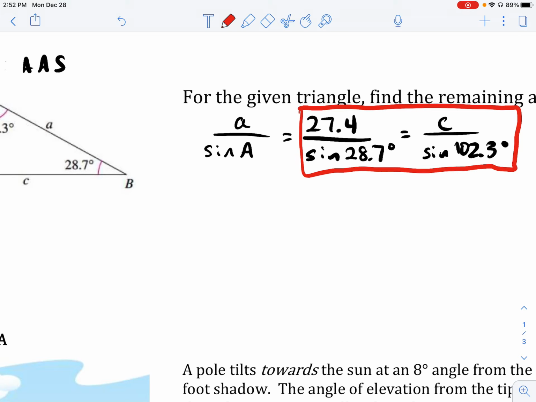So let's just solve this proportion here. 27.4 over sine 28.7 is equal to side C over the sine of its opposite angle, 102.3 degrees. So I'm going to go ahead and bring this down here, and we're just going to go ahead and cross multiply, right? So we're going to say side C times sine of 28.7 degrees is equal to 27.4 times the sine of 102.3 degrees. And you can just go ahead and set this up and pretty much just divide everything out now.